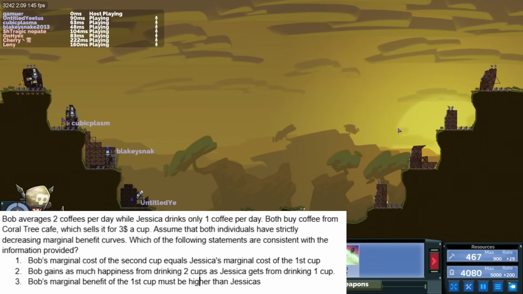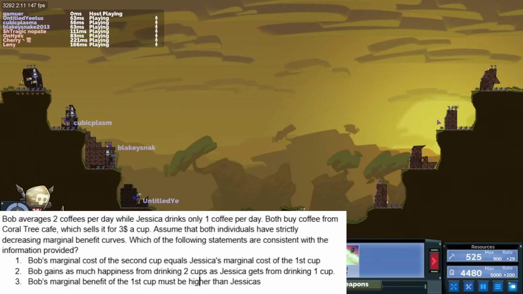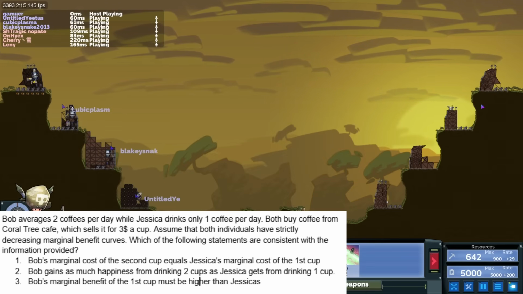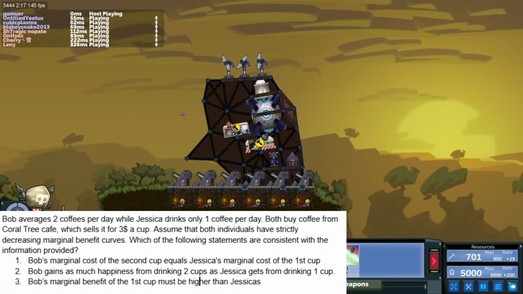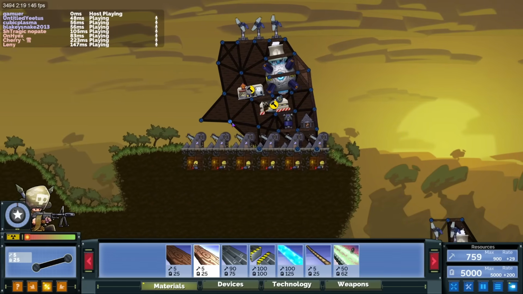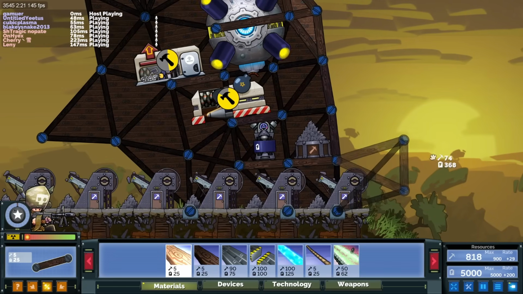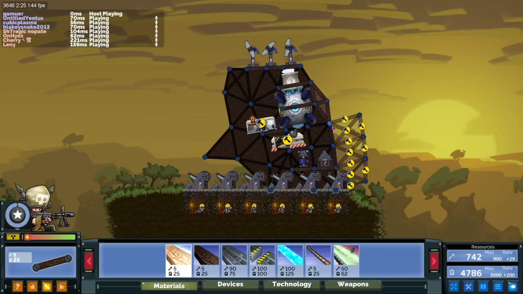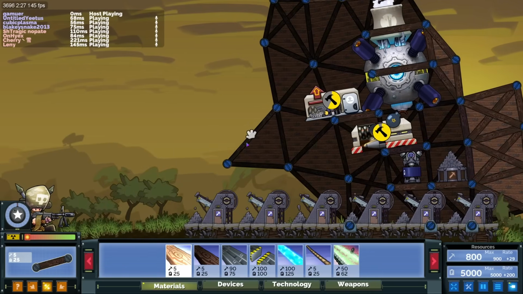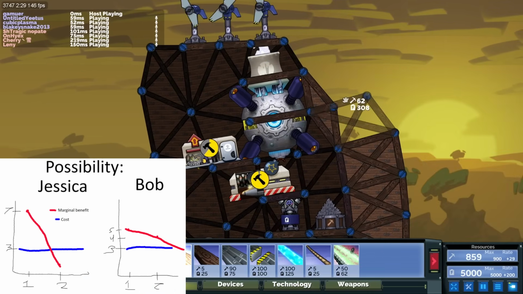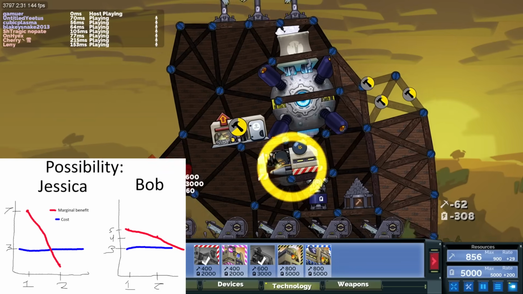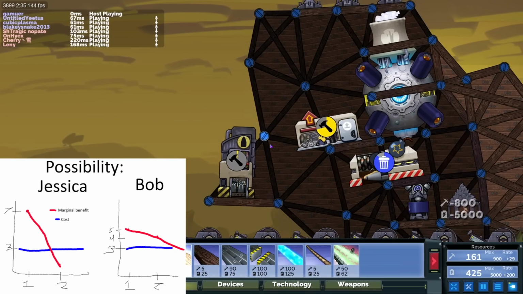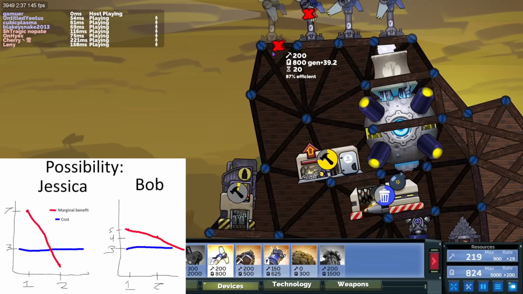And then number 3. Bob's marginal benefit of the first cup must be higher than Jessica's. When I first answered this question, I thought, oh, the answer is D, that both 1 and 3 are true. However, the second time I went through, I realized that this was not true. We do not know where Jessica's marginal benefit curve crosses the cost curve. The cost curve is a straight line, and they all cost $3. So I went on my way and answered, oh, it's only 1. It's A. I changed my answer.